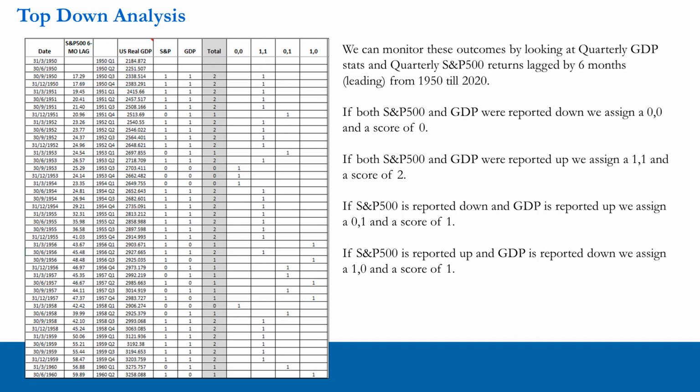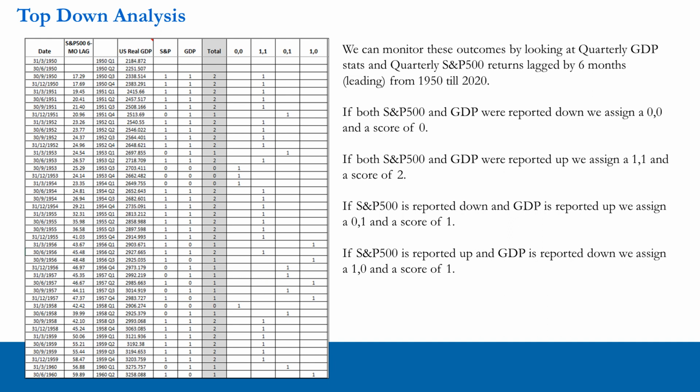Okay. Now, we do this very crudely, quite simply, by looking at the 4 potential outcomes. So we have the outcomes where they move in the same direction and the outcomes where they move in the opposite direction. And we can assign simple scores to this. So if, for example, both the S&P 500 data and the GDP data were reported down, what we do is we assign a 0-0 scenario. Okay, so we have a 0-0 scenario for the outcome.